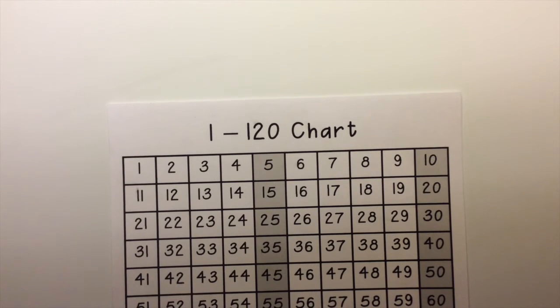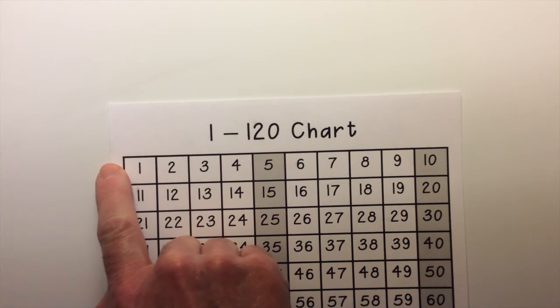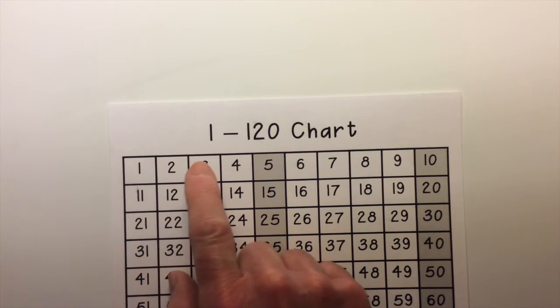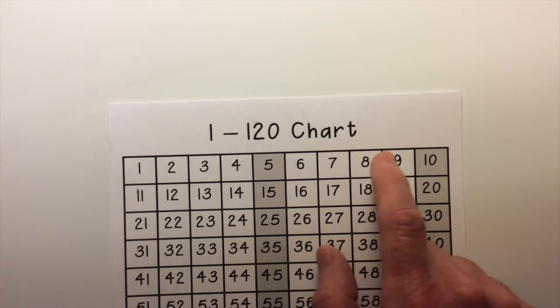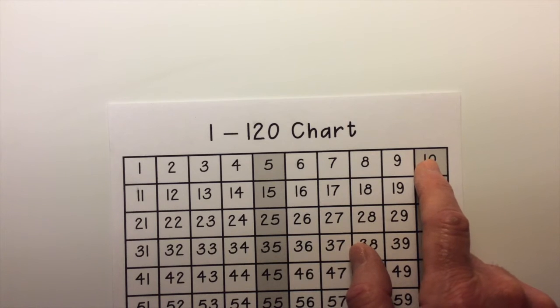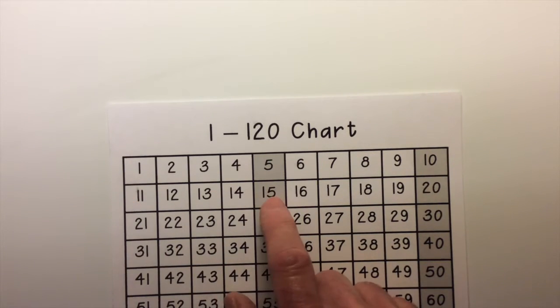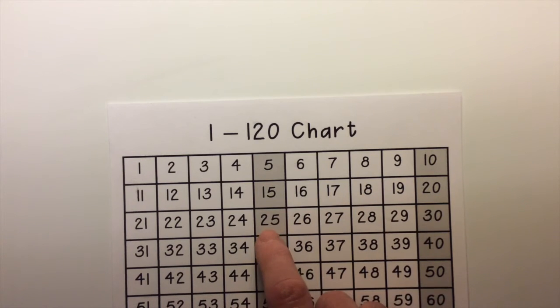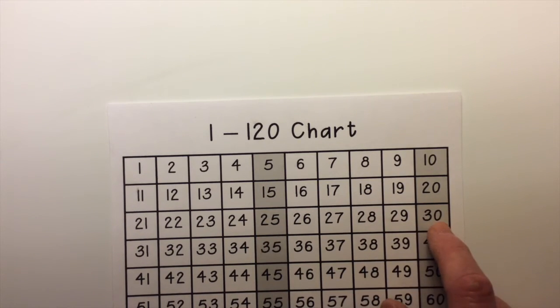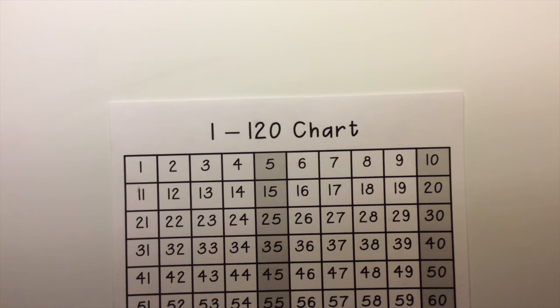If I'm skip counting by 5s, I'm going to start over here and I'm going to skip over the 1, 2, 3, 4 and I'm going to go to my 5. Then I'm going to skip over all of those other ones and go to 10. Skip over all the other ones to 15. Skip to 20. Skip to 25. Skip to 30. To 35, 40. You see how that goes.